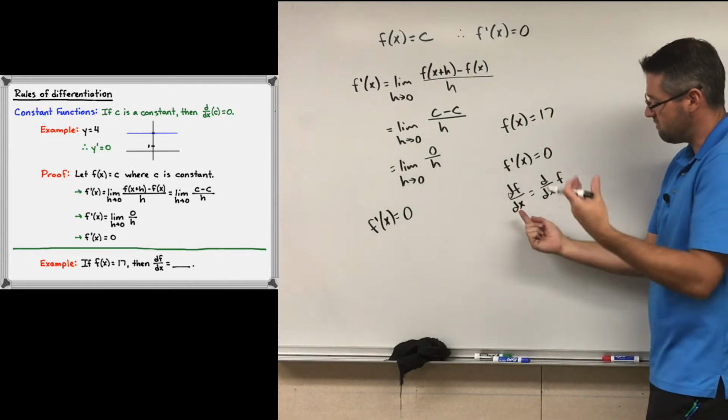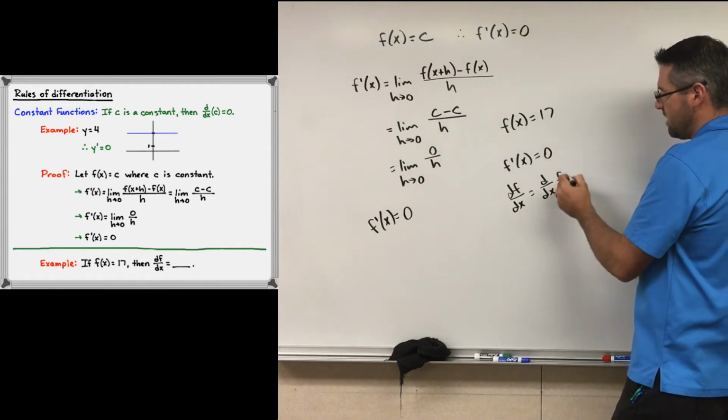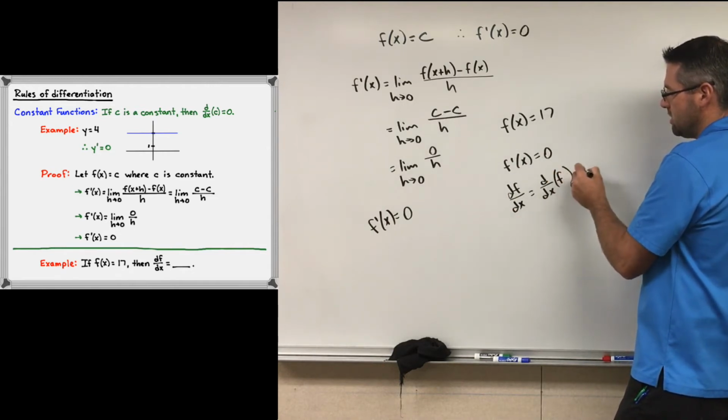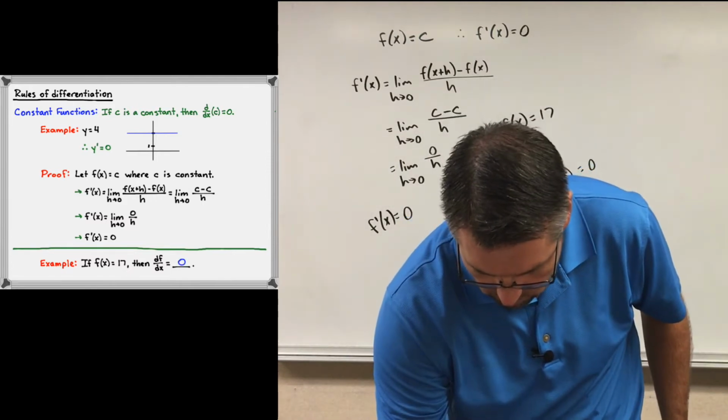So there's the derivative, the very small change, the very small slope. And so we can see as a result of that, that is going to be 0. Okay? So that's pretty straightforward. Let's go ahead and go on to a different rule now.